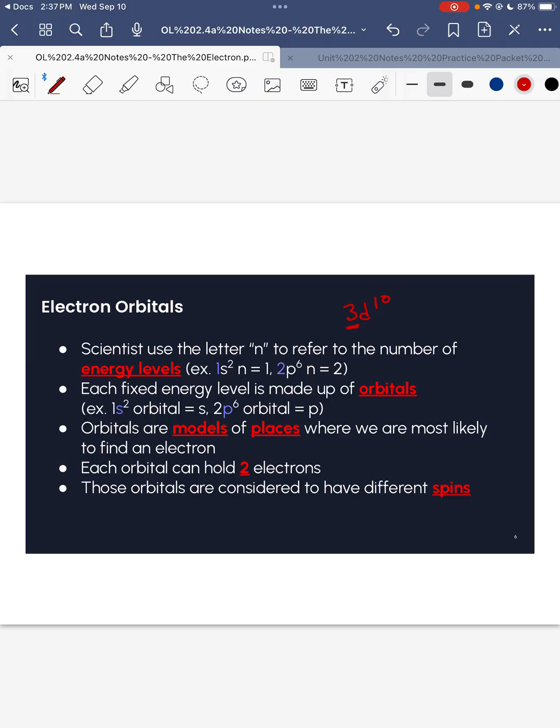And within each energy level, you're made up of orbitals. And that is represented by a letter. So example 1s2, the orbital is the s orbital. 2p6, the orbital is the p orbital. Orbitals are models of places where you're very likely to find an electron. Each orbital can hold 2 electrons, just like each room can hold 2 pigs. And these orbitals are considered to have different spins, one spinning up, one spinning down.